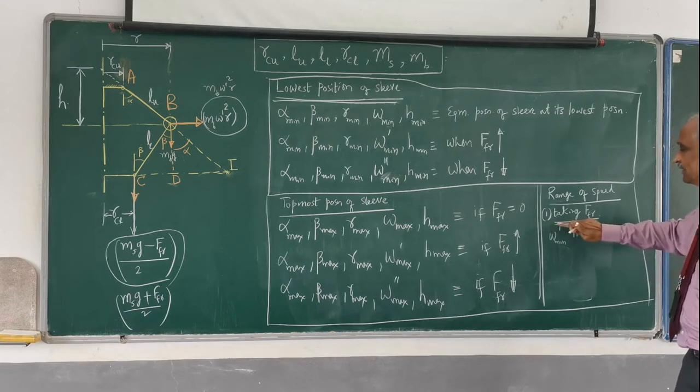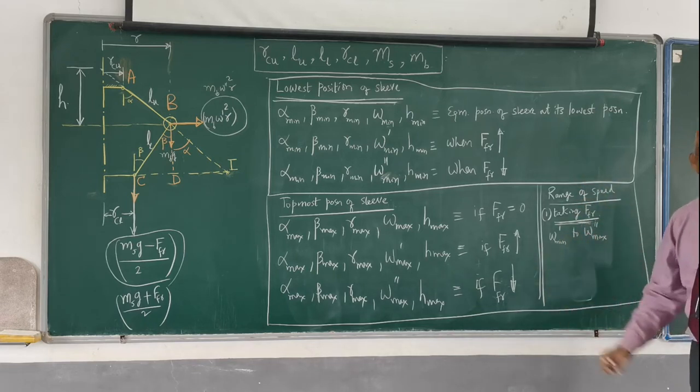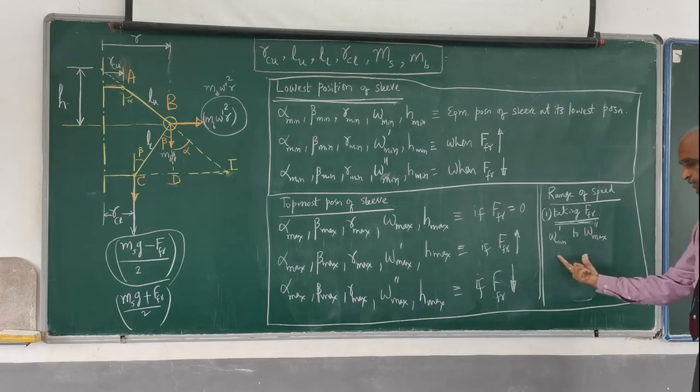Sometimes some people, some books, call range of speed the difference between the maximum speed and the minimum speed. Even if you write the range of speed as the lowest speed to the maximum speed, you can then subtract the two and write down what it is, so many radians per second.